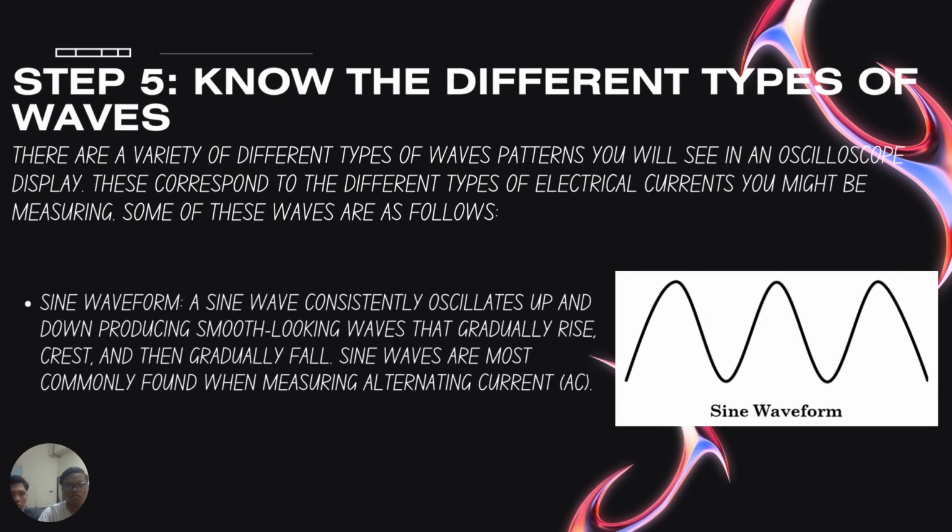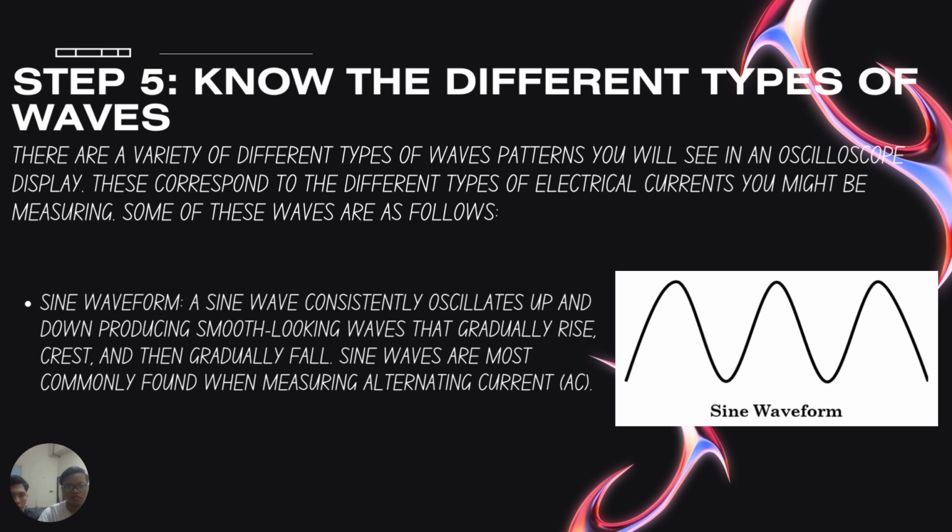Step 5. Know the different types of waves. There are a variety of different types of wave patterns you will see on an oscilloscope display. These correspond to the different types of electrical currents you might be measuring. Some of these waves are as follows. This is the sine waveform.